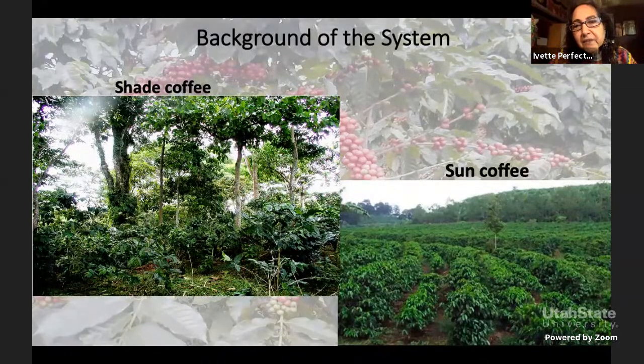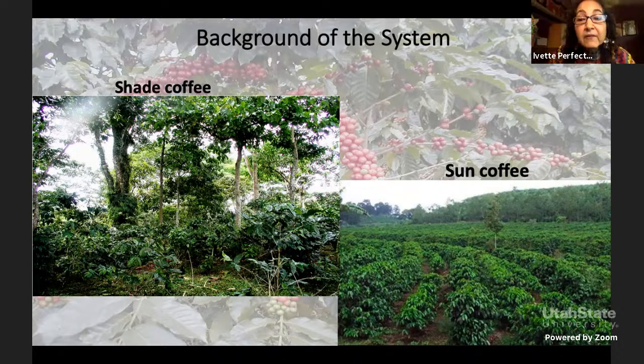The coffee system is a great model system to study ecological interactions because it's a managed system, so there's a lot of manipulation you can do with it. It's also a perennial system, so the insects are there all the time, the plants are there all the time, and it is a managed system that is managed in a variety of ways.